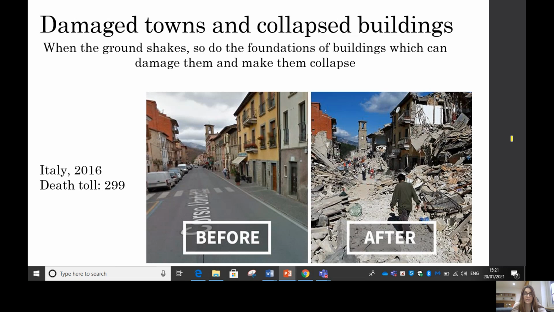Obviously, when we build buildings, we build their foundations going into the ground, because in most places, this is the most secure way to build them. But obviously, if the ground is shaking, that is going to damage the foundations, which lead to buildings collapsing.